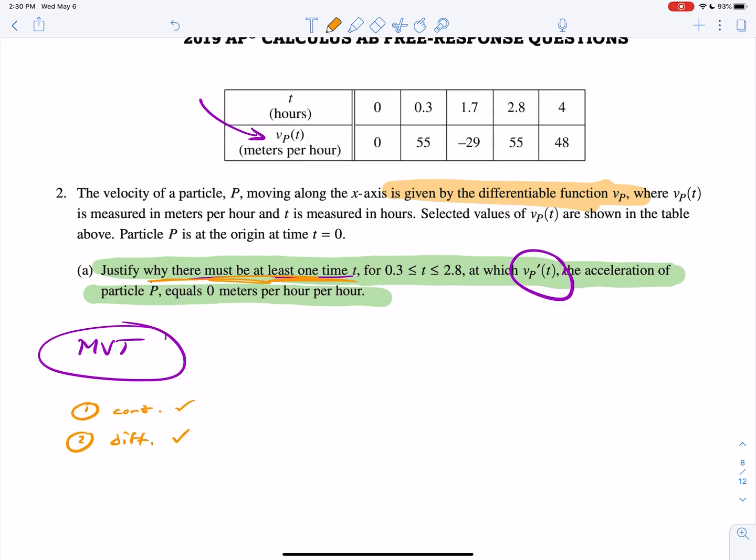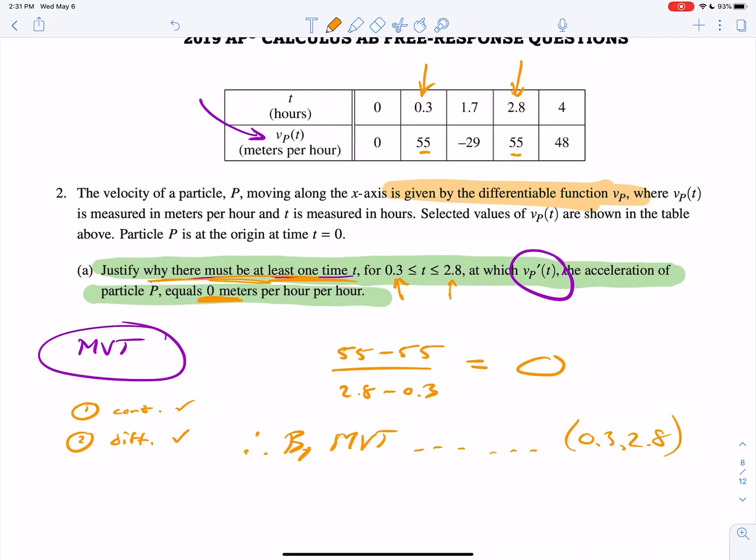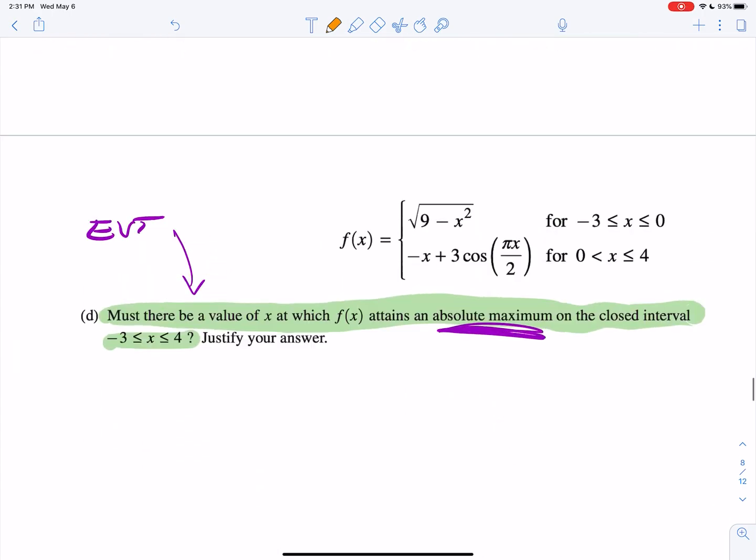And we want to show where the derivative comes out to 0 here. So we need to find 2 points where the slope will come out to 0. This one's a little bit easier to spot. It happens to be the endpoints, but also I noticed that when you have the same y values, your slope is going to come out to 0. So 55 minus 55 over 2.8 minus 0.3 eventually comes out to 0. Therefore, by MVT, there exists a time somewhere between 0.3 and 2.8 such that A sub p of t equals 0, or V sub p prime of t equals 0. Okay? Okay, I think that's enough for MVT.